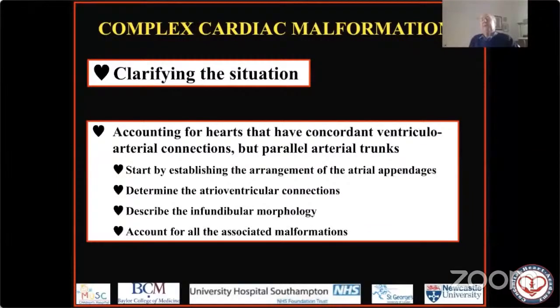And now we have a very nice heart to show you that illustrates all of these points, and it's going to be demonstrated to you by another very good friend and colleague of mine. She's also a very good friend and colleague of the chairperson of the Congenital Heart Academy, and it's Professor Vera Aiello from Incor in Sao Paulo, and Vera is now going to show you a very nice example of a heart that has concordant ventricular arterial connections, but with parallel rather than spiraling arterial trunks.